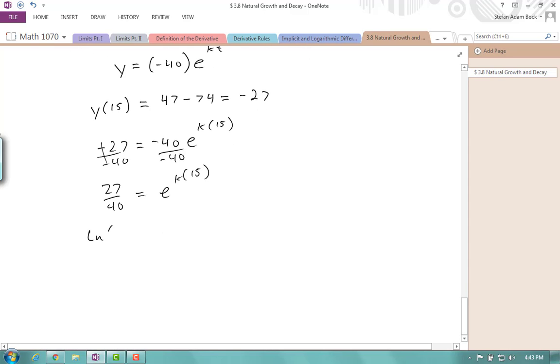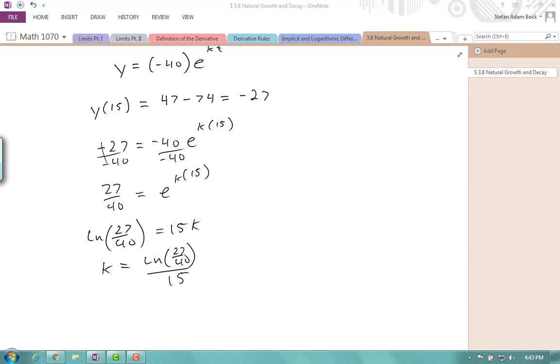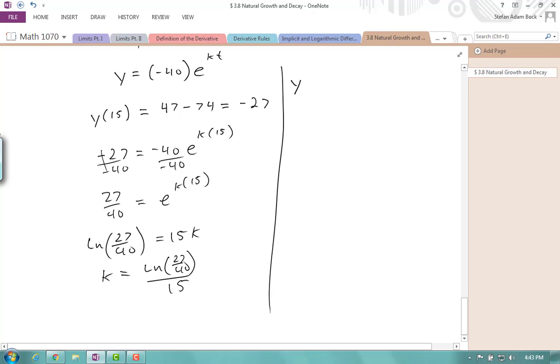So this means the natural log of 27 over 40 is equal to 15 times k, or my k is now equal to the natural log of 27 over 40 all over 15. Now that I have my k value, I can fill out my equation. I'll have y equals negative 40 times e to the natural log of 27 over 40 over 15 times t. And what I wanted to know for this problem is what is the temperature of the bowl of monkey brains after 40 minutes. So I'm going to find out what y of 40 is.